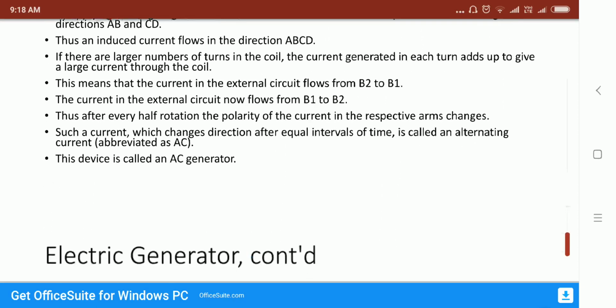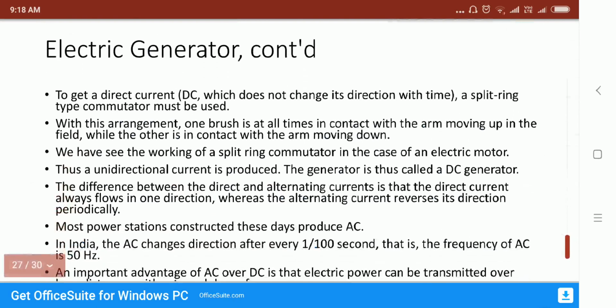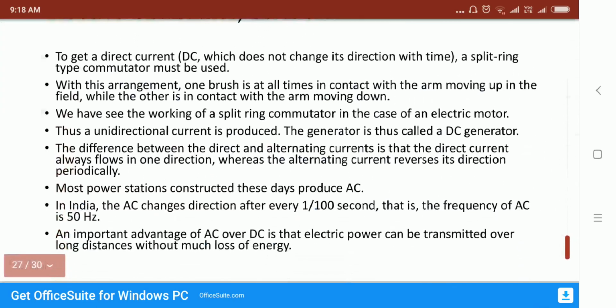Now if we want to get a DC current, direct current, then instead of the full ring we are supposed to use a split ring, which is a type of commutator that we have used in a motor. With this arrangement, one brush is all the time in contact with the arm moving up in the field, while the other is in contact with the arm which is moving in the down direction. So the brush movement is also constant and fixed with the split ring.